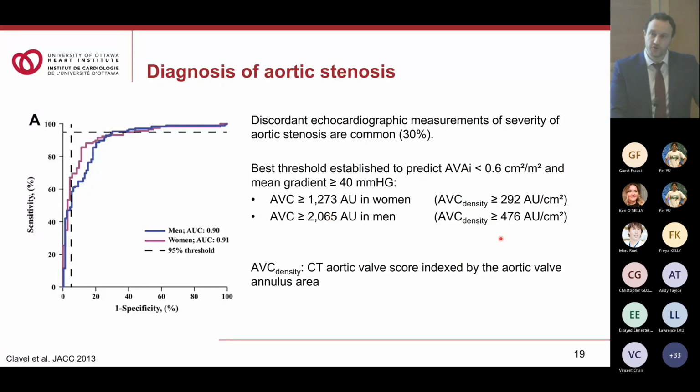Another metric that was also used in that study is the AVC density. In this case, it's quite simple. You get the aortic valve calcium score and you divide it by the aortic valve annulus area. So that's another metric that's been studied in the literature, and we'll come back to it in a few slides.